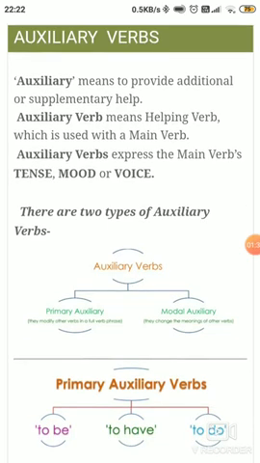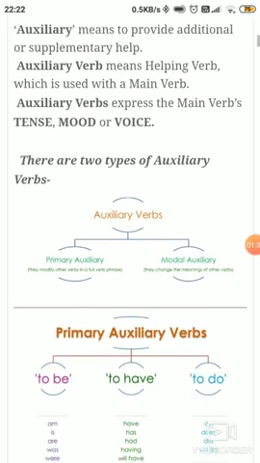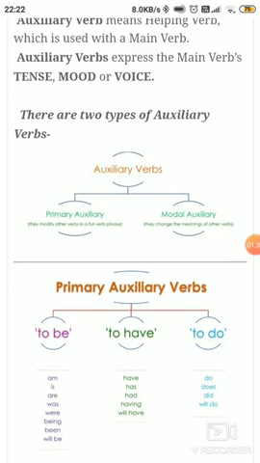So basically there are two types of auxiliary verbs, children. First over here is primary auxiliary, second one is modal auxiliary. So primary auxiliary we are going to just have a glance at, because this specifically is not going to come in your exams. We are concerned more with the modal auxiliary, so I have given the detailed notes here in the lecture.